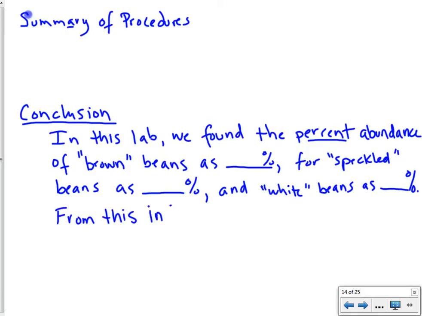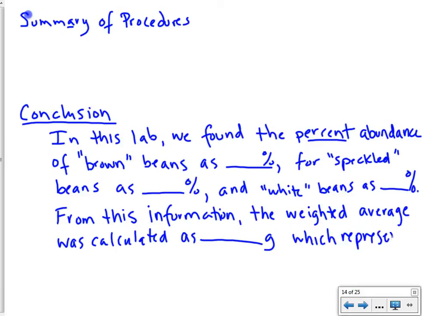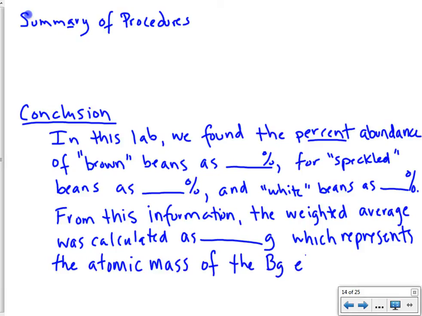From this information, the weighted average was calculated as some number of grams that you just calculated as your postlab question number 3, which represents the atomic mass of the Bg element.